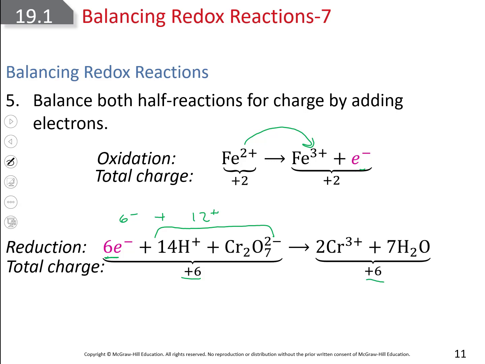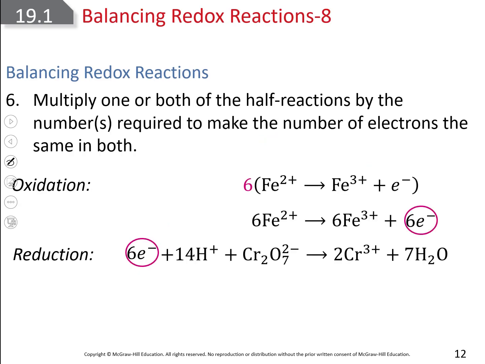Do I have the same number of electrons in my oxidation that I do in my reduction? No. Is that a problem? Yes. So step 6 is going to be the same as step 2 was last time, balance the number of electrons. So what can I multiply that first reaction by to balance the electrons? 6. Good. So if I take that first reaction and multiply by 6, I have the same number of electrons in both reactions.